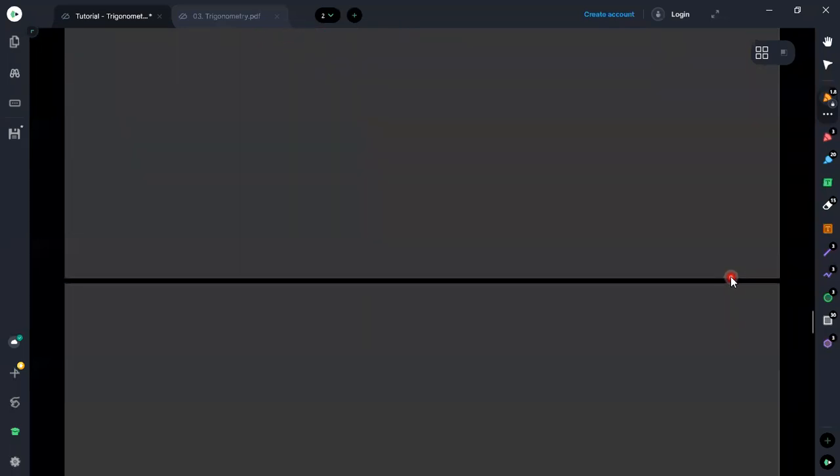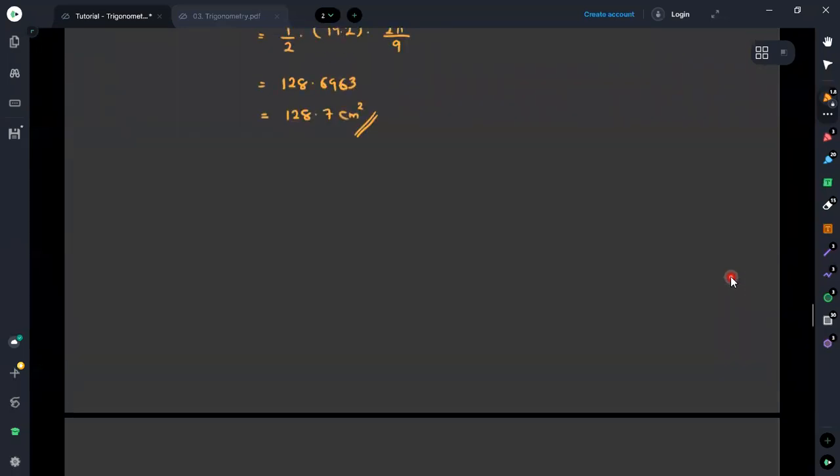Question number 9 says, we are asked to express the sine, cosine and the tangent of the given obtuse angles in terms of the associate acute angles.